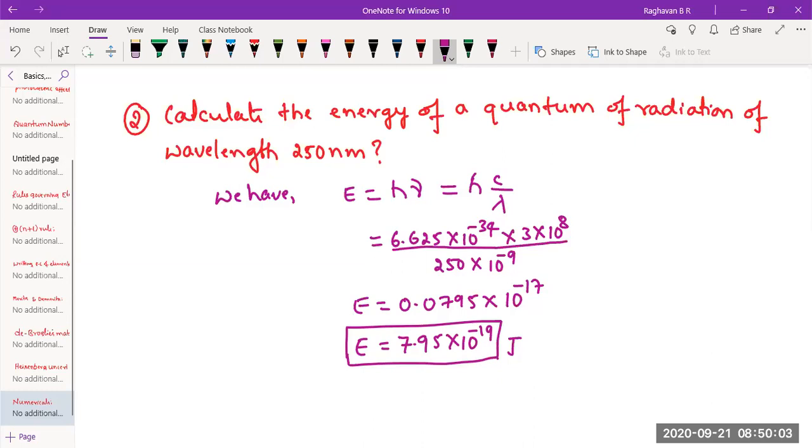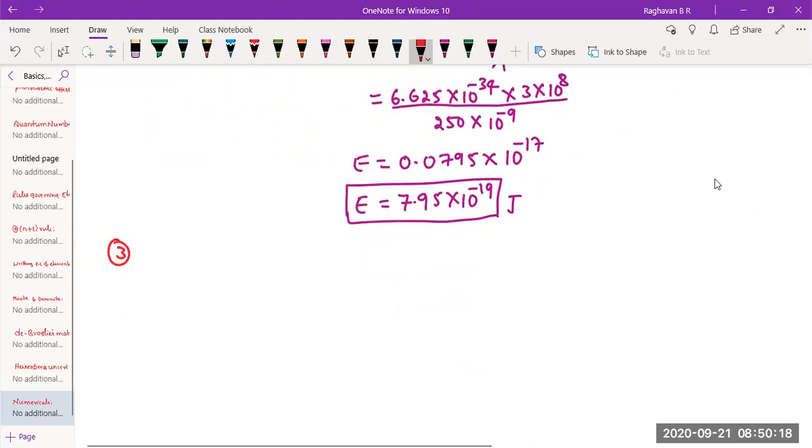Is that complete? Yes, sir. Okay. We'll take the next problem. I intentionally go a little slow with simple problems and then move on to a little higher level so that all of you can get used to it. What is the wavelength of an electromagnetic radiation?